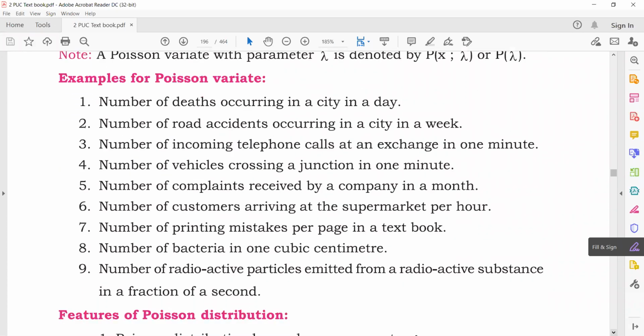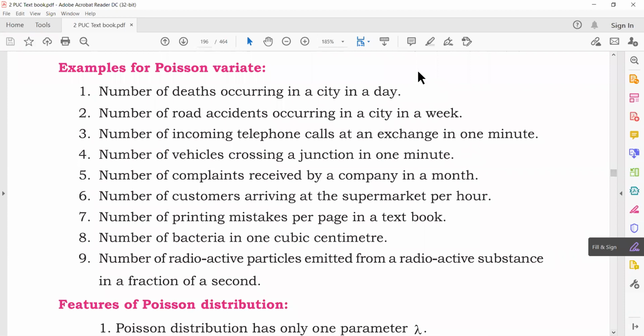Now coming to the example. Here we are talking about a success case where we have n very large, or you cannot give the maximum value for that particular x.